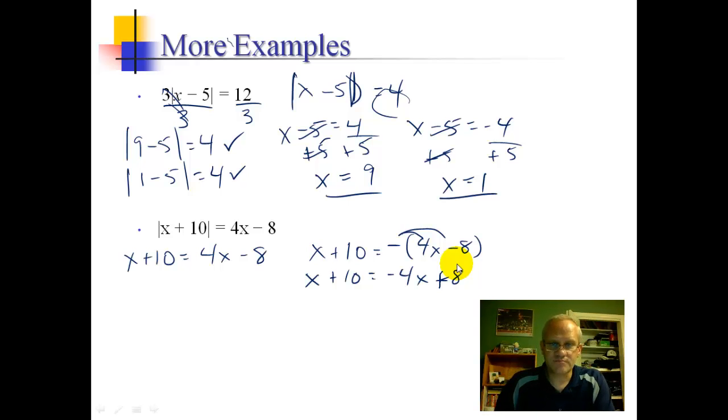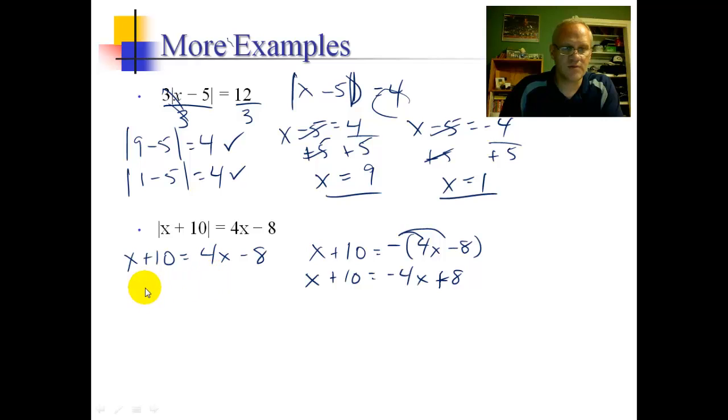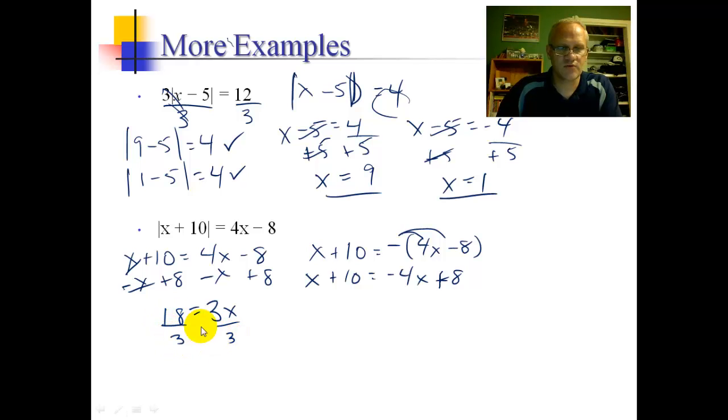But from here, we just solve these two parts. Here I'm going to go this way: minus x on both sides. Those cancel, so it gives me 3x here. Then I'll go plus 8, plus 8, so that'll give me 18. And then I'll divide by 3. It looks like I have one potential answer of x equals 6.